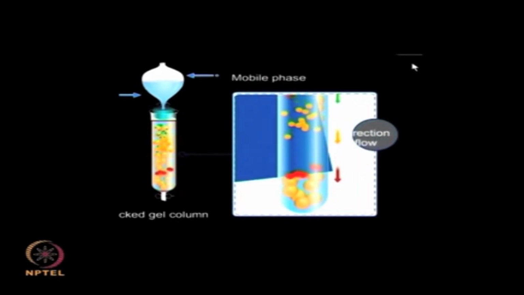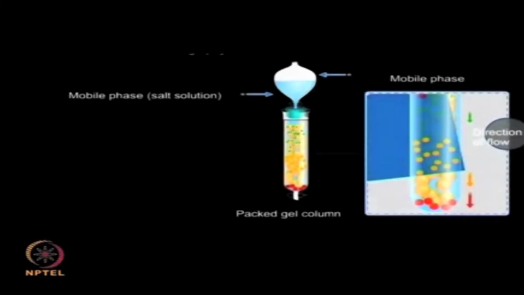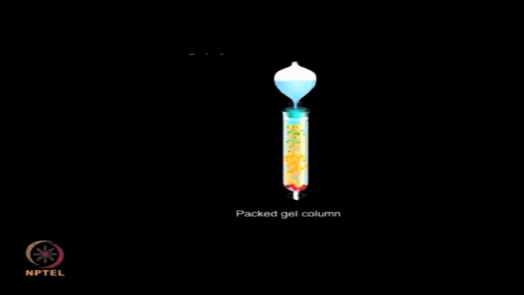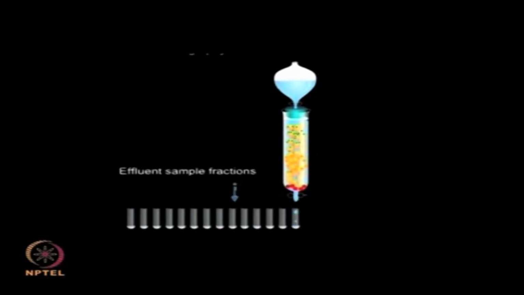Large proteins that cannot enter the pores of the gel move down through the interstitial spaces at a faster rate and are eluted first. The smaller proteins move in and out of the pores, thereby taking a longer time to be removed from the column. The fractions of appropriate size should be collected and analyzed for their protein content.